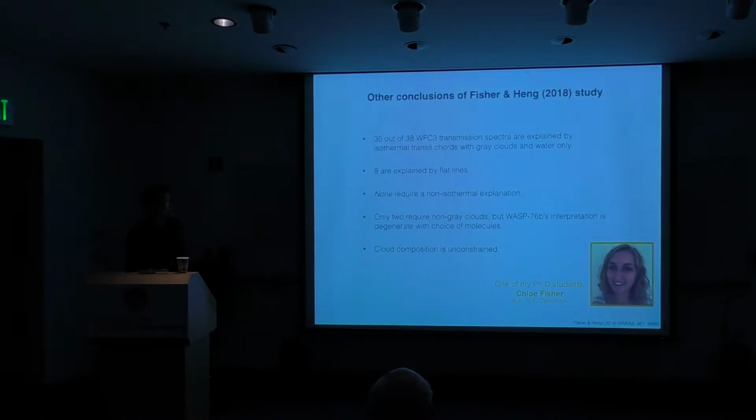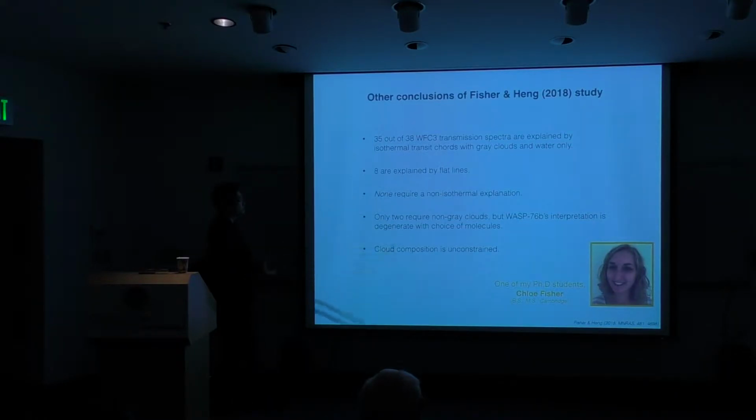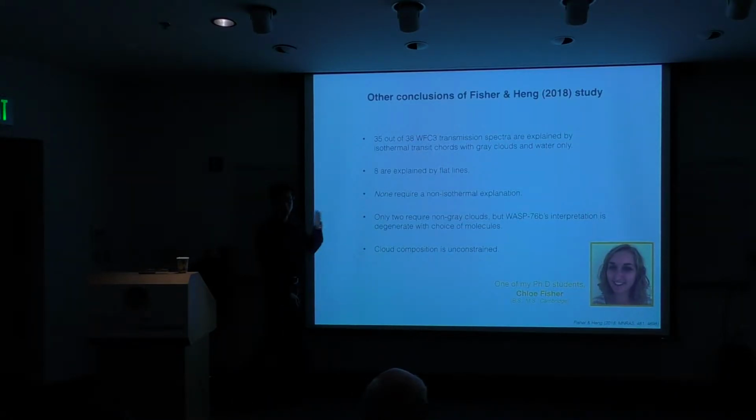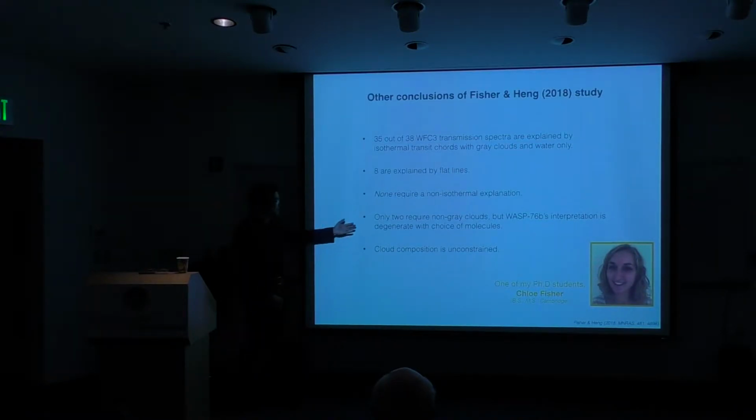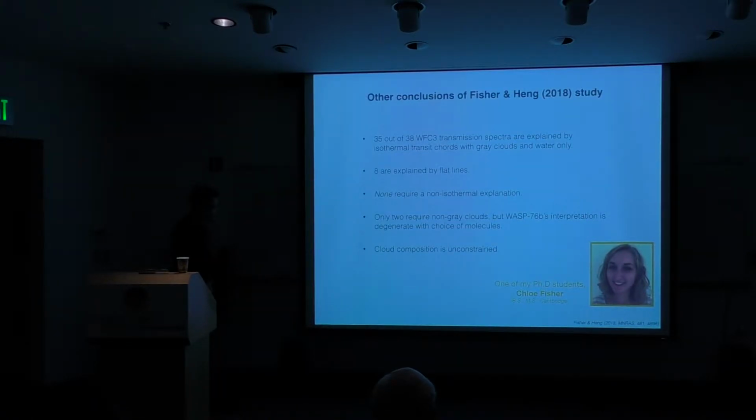So other conclusions of the study include that 35 out of 38 of the WFC3 transmission spectra are explained adequately by a very simple model, which is a model that has an isothermal transit chord with gray clouds and water only. So they're predominantly described by this model. 8 are described by flat lines. None require non-isothermal explanation, consistent with the arguments I made earlier in the talk. There are 2 that are strange and require non-gray clouds, but more data is needed. And cloud composition is completely unconstrained. That's the state of the art.